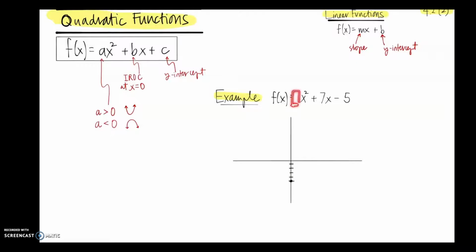This is a positive 1, so that tells us that the parabola is going to be shaped like this. So we know the parabola is shaped like this. We know that it hits right here at negative 5, and we know that as it hits at negative 5, it has an instantaneous rate of change of about 7. So that's like the slope of the graph at 7.